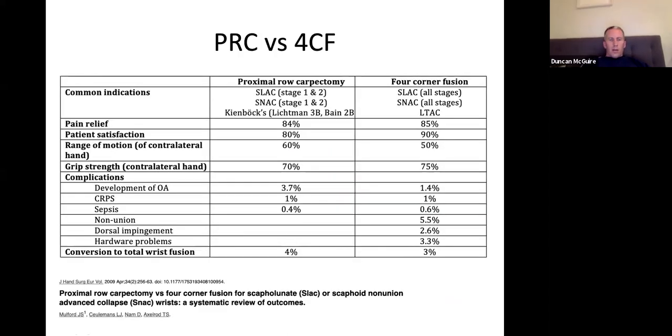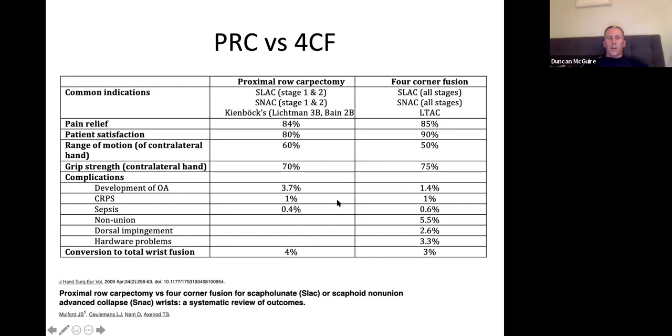This is a meta-analysis or systematic review comparing the two. Both have pretty good pain relief, 84–85%. Patient satisfaction is slightly higher in the 4-corner fusion, range of motion is a bit better in the proximal row carpectomy, and the grip strength is a bit better in the 4-corner fusion. If you look at the development of OA, the PRC has a higher rate, which is 3.7 as opposed to 1.4. That's because the capitate head isn't as good as the lunate and the lunate fossa. So over time, a percentage of them will degenerate.